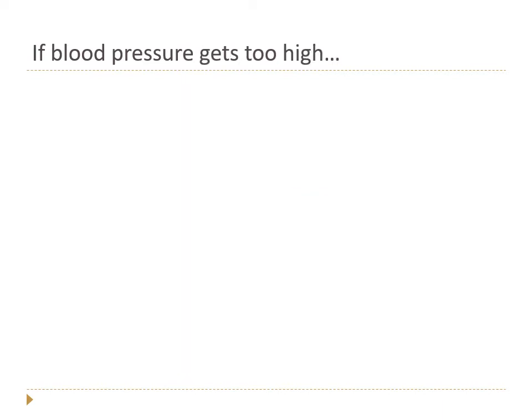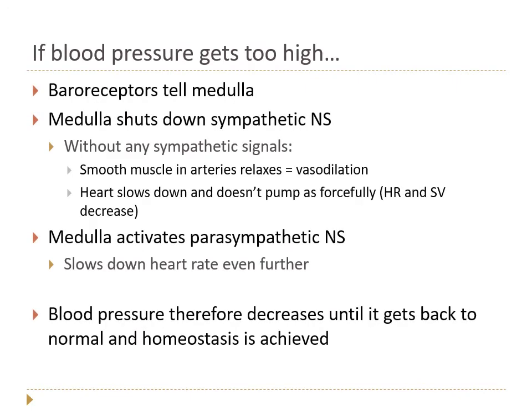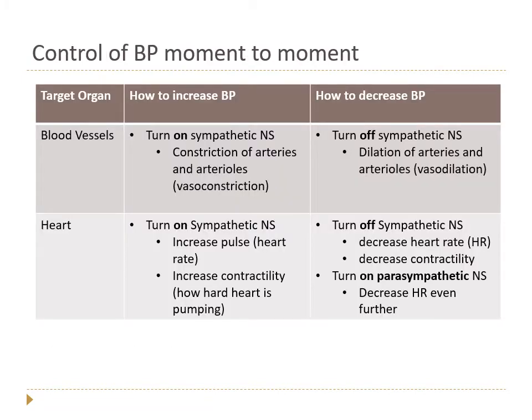On the flip side, if blood pressure is too high, we're going to sense it. We're going to tell the medulla, which is going to shut down the sympathetic nervous system and turn on the parasympathetic nervous system until blood pressure gets back to where we need it. This is that same information in a chart, because sometimes I think it's nice to have it in a table format.